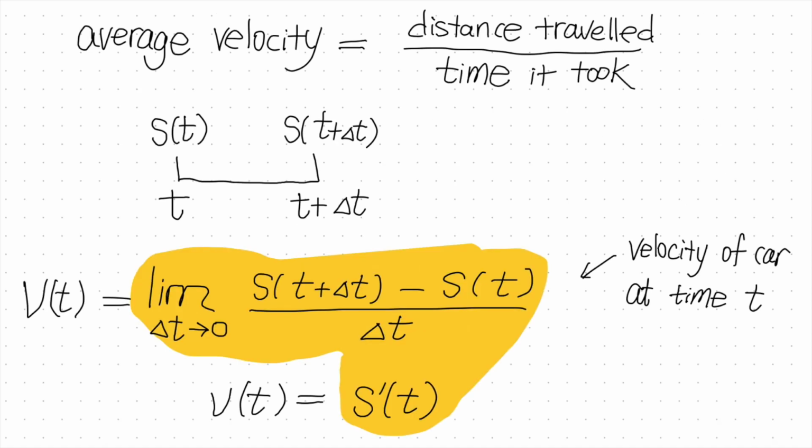And this formula is actually the definition of the derivative of the distance function s at time t. In other words, velocity is just the derivative of the distance.